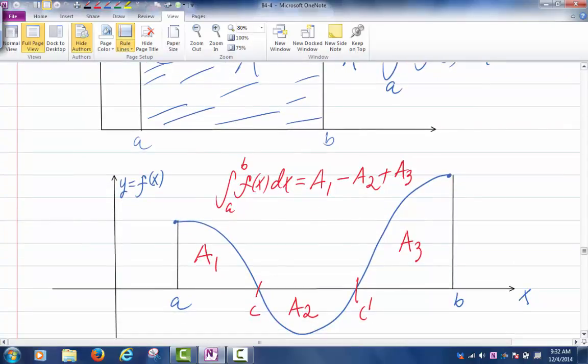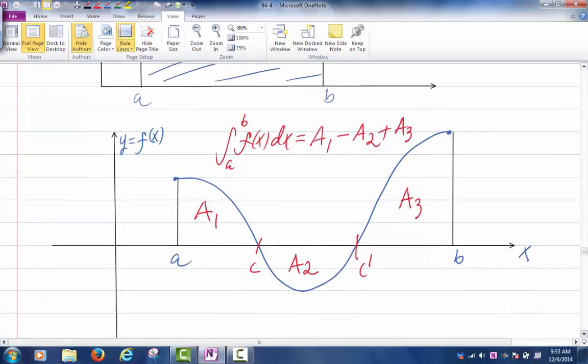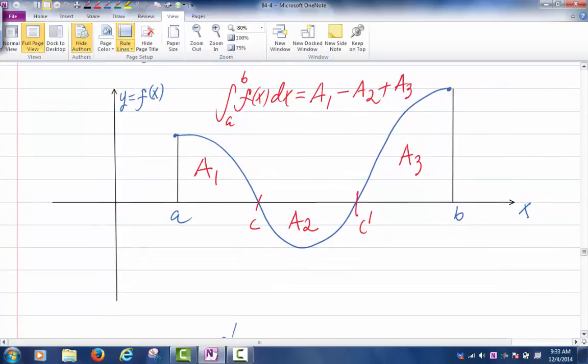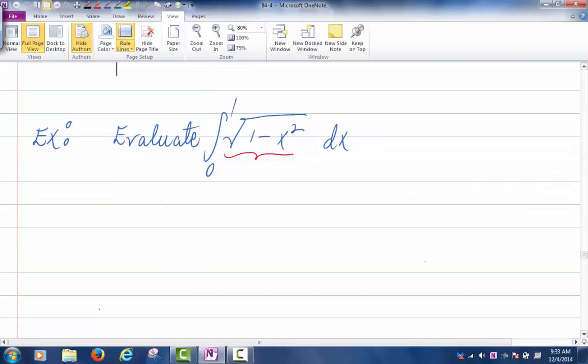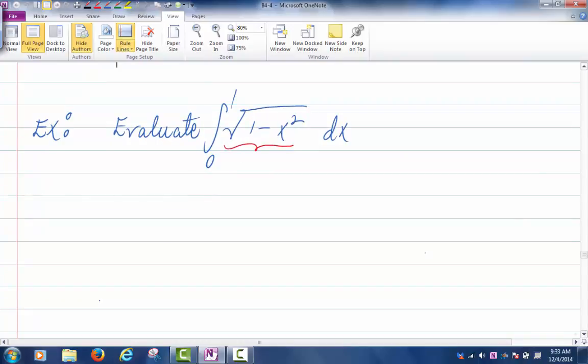If f is not non-negative, then what we know is that the definite integral of f from a to b gives you the net area between the graph of f and the x-axis. Okay. We're going to use this today to evaluate some definite integrals. So let's say I want to evaluate this integral here.